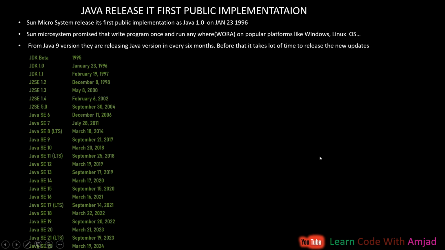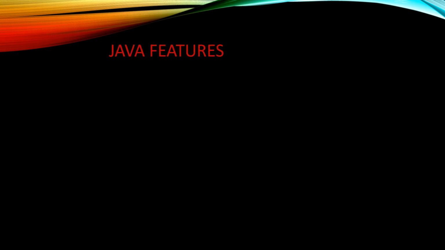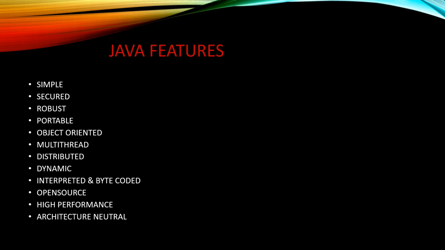Now let's see the Java features. Java features are simple, secured, robust, portable, object-oriented, multi-threaded, distributed, dynamic, interpreted and byte-coded, open source, high performance and architecture neutral. So this is an introduction to Java. In the next session, we are going to learn what the JDK is, how to download it, and how to install and set up the environment and editor software to write our first program. So this we are going to learn in the next session.